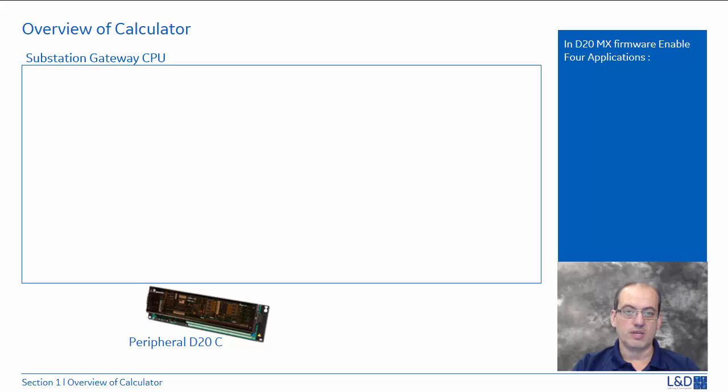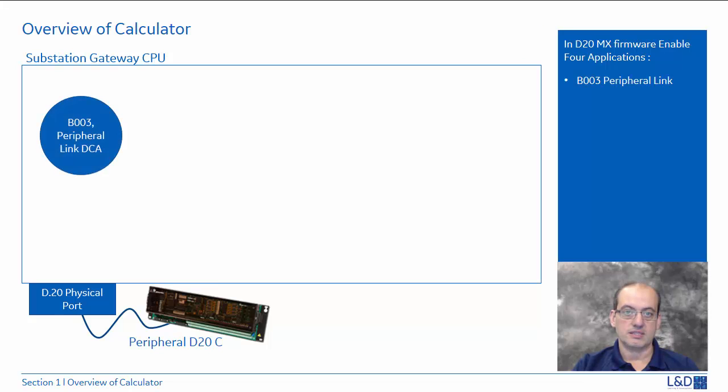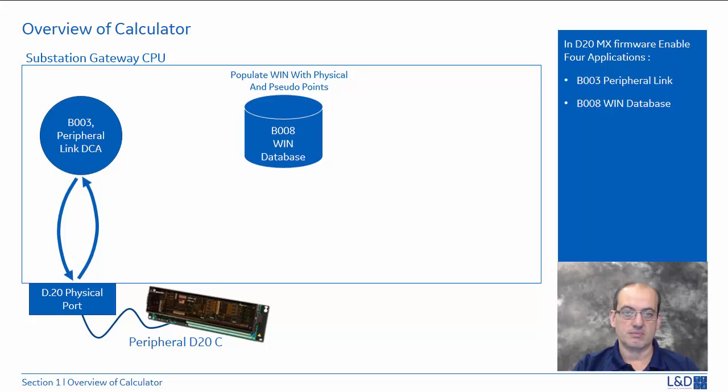We have a D20C1 peripheral that's communicating via the D.20 port, connected using a straight-through D.20 cable. The application that will monitor the D.20C board is the B003 application. So that's the first application that we will enable, which will constantly scan the C board, take the points, and place them in the B008 database, with constant updates of these points to the B008 database.